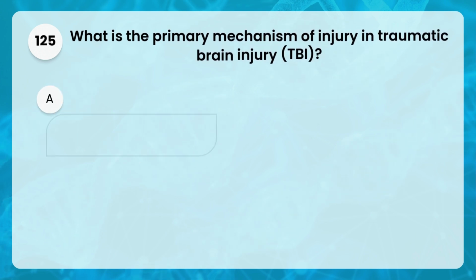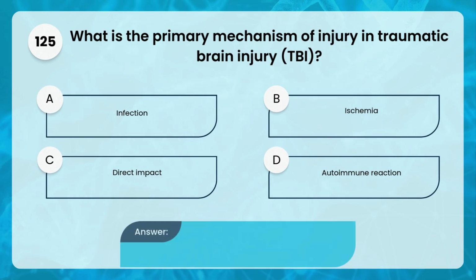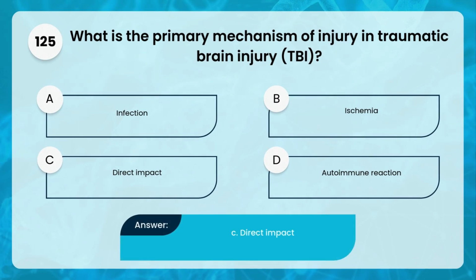125. What is the primary mechanism of injury in traumatic brain injury, TBI? A. Infection. B. Ischemia. C. Direct impact. D. Autoimmune reaction. The answer is C. Direct impact.